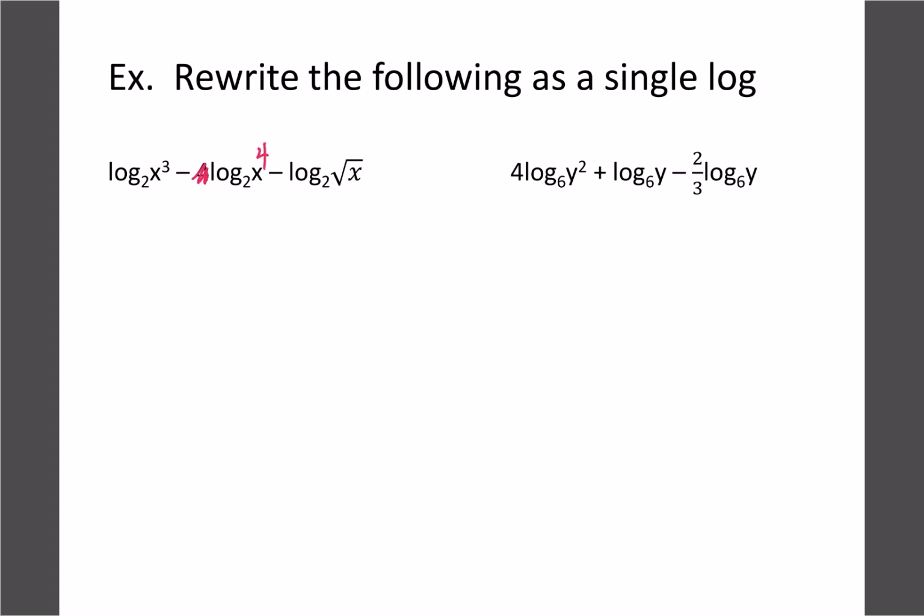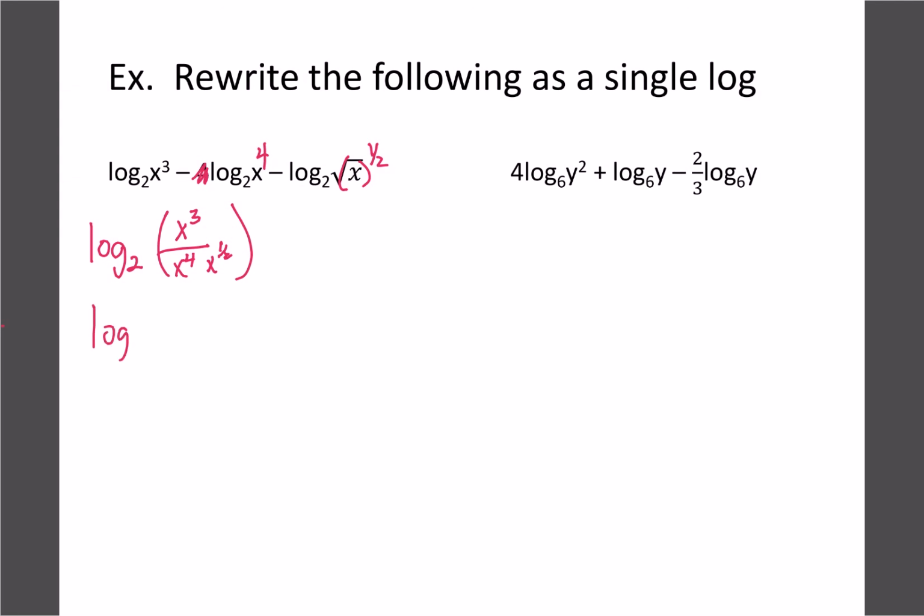So now we have log 2 minus log 2 minus log 2. They're all good. And let's even write this one as x to the half, make it a little bit easier. So now using our rule, we'd have log 2, we have x cubed. Then we're minusing, so that'd be dividing by x to the 4th. And we're minusing again, so that'd be dividing by x to the 1/2.